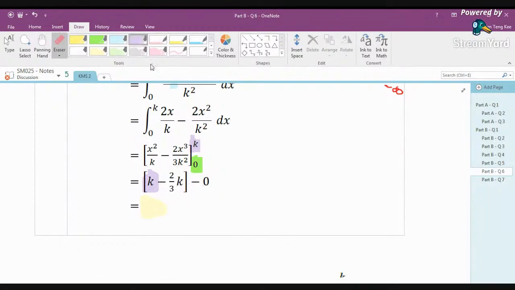I made a mistake. When we substitute with k, we get the answer as k minus 2 over 3k. When I substitute 0 and simplify my answer, I have 1 over k as the mean. And this is the answer we want, where we answer in terms of k. It has no exact value, but is represented by k.